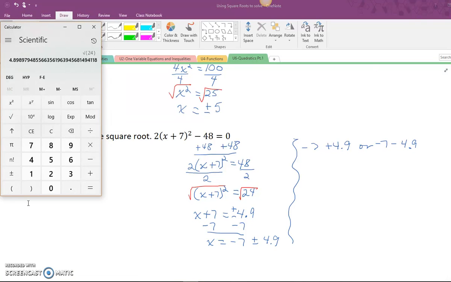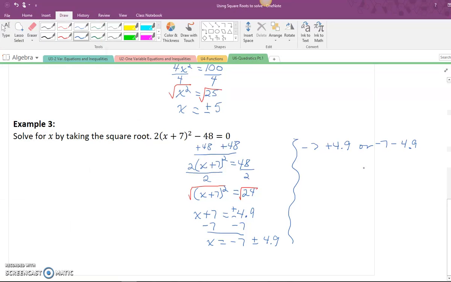Open up our calculator again. I've got negative 7 plus 4.9, and that gives me negative 2.1. So I see the first solution is negative 2.1, or my next solution would be negative 7 minus 4.9.